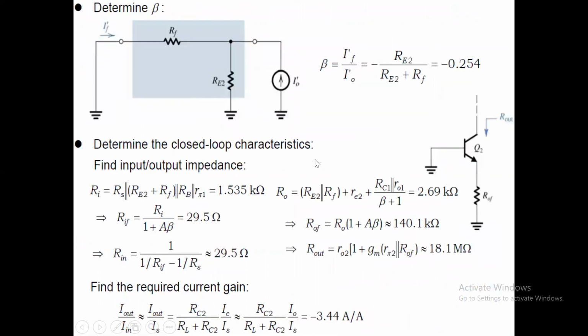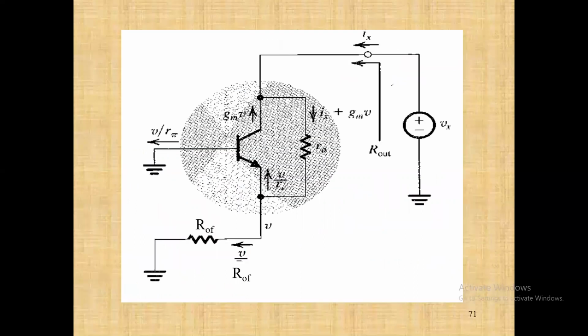So I out will be nothing but the value which is RC2 divided by RL plus RC2, that is the current within the load. I out, the current within the load RL, is RC2 divided by RL plus RC2 into IC divided by Is, and IC itself is I0, and we are going to get the different values substituted there. That will give us 3.44 amperes per ampere. So this finishes the numerical.